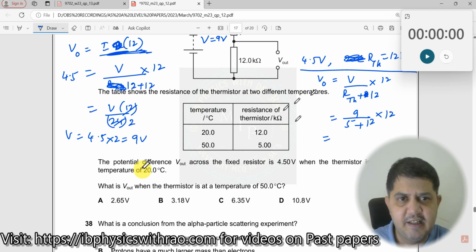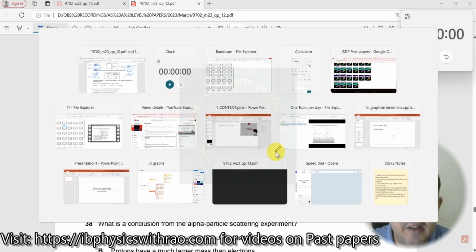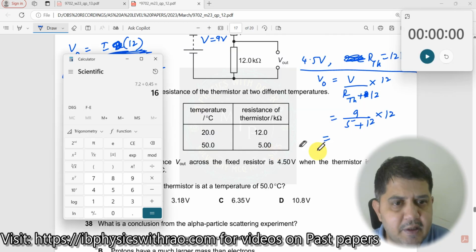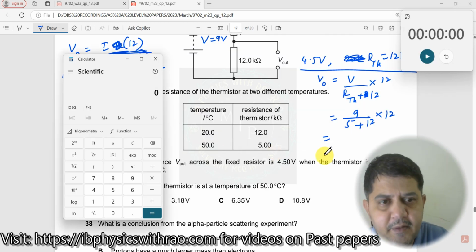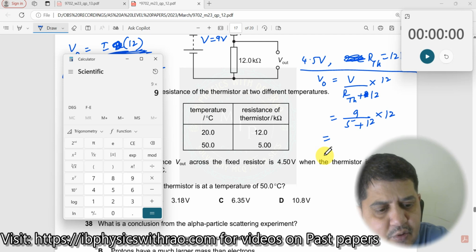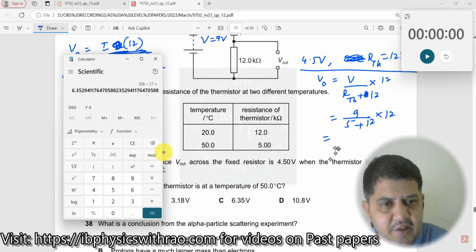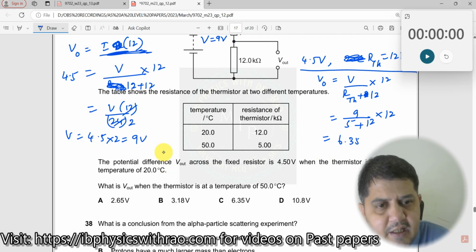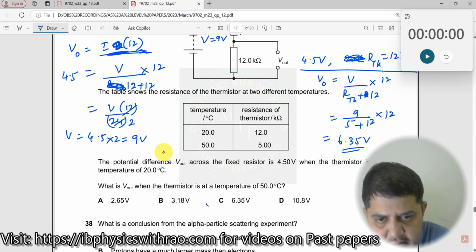When I do this, I get the final value of V out. That's it, very simple. So 9 into 12 divided by 5 plus 12, which is 17. I get the answer 6.35 volt. 6.35 volt is answer C.